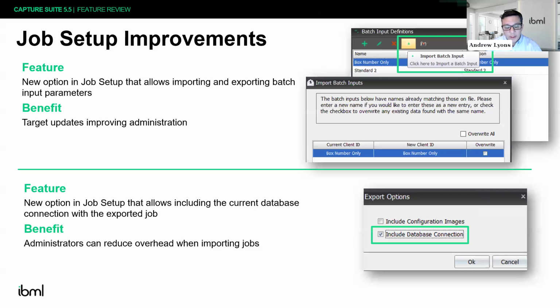We also include, optionally, the ability to include the database with the export of jobs. This allows you to import with the database connection if it's the same across multiple environments or you're trying to do a backup of another system. You can include this database configuration, and when you go to import, it can be included and you wouldn't have to change and select the database connection. So it just simplifies the administration of copying and pasting jobs into different environments.